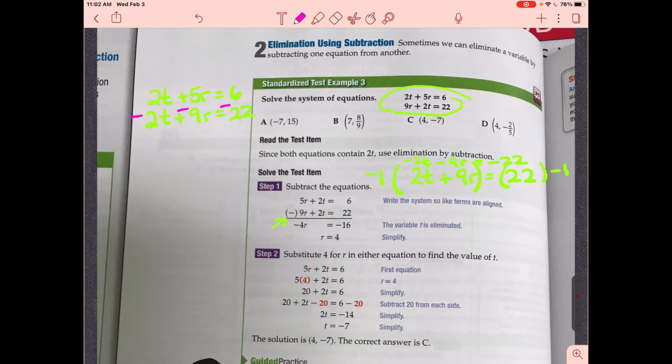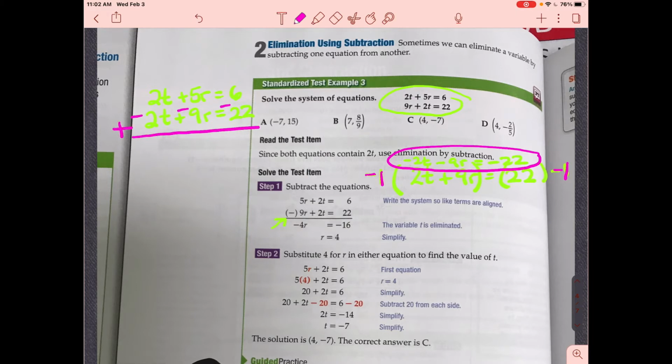I'm allowed to do that because of this. It's what I did here, and I got this little guy right there. So it's super easy to just change the signs in every single piece of this equation, and then I'm going to go ahead and add.